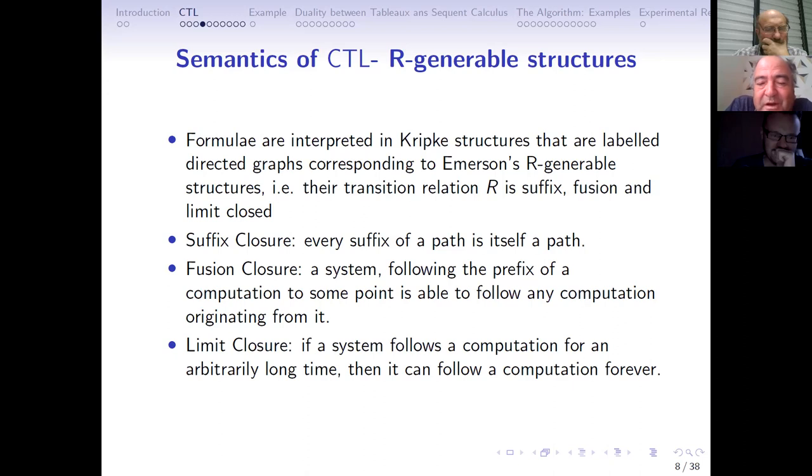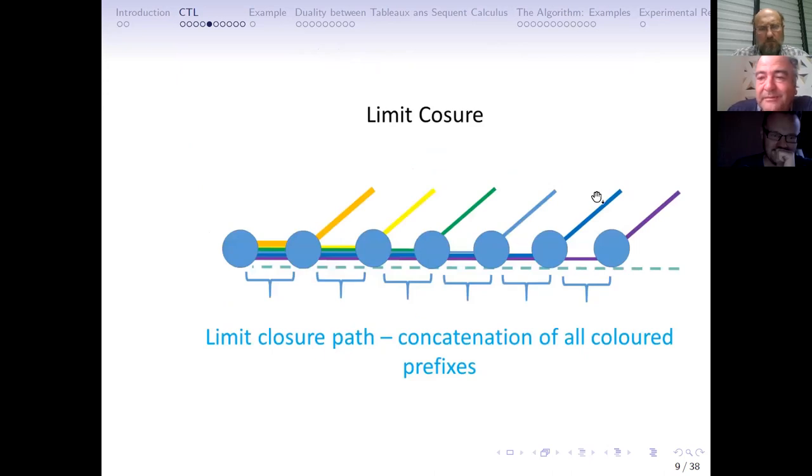Fusion closure means that you would have a chance to follow any computation from some point on, so you can concatenate the prefix and the suffix if you want. And one of the important properties is limit closure, which actually affects quite seriously the way the reasoning in branching time works, and affects many properties as well. That property is probably quite natural, because without it, you would have different types of models, like bundles, for example. And I tried my best to show that limit closure property on this diagram, right?